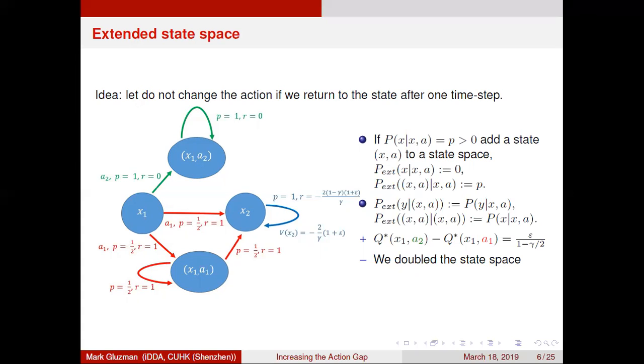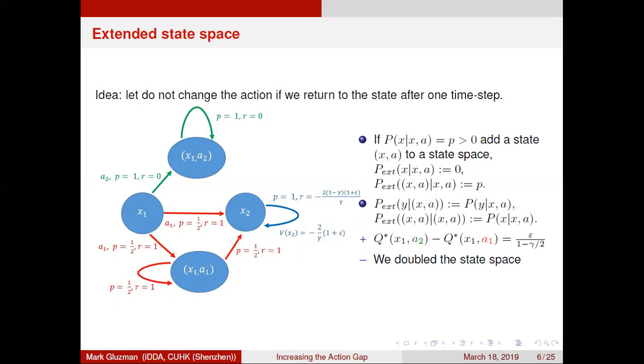This Q star will be negative, because we go to X2 and here we take that negative one. Very good example. Okay, so why the increase actually? So you take A1, it's basically you take A1 more negative.